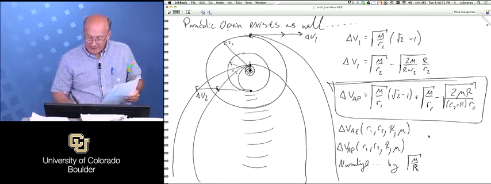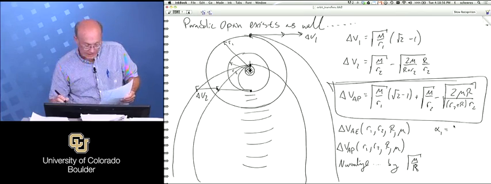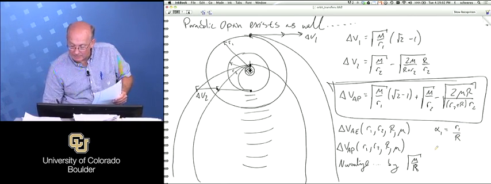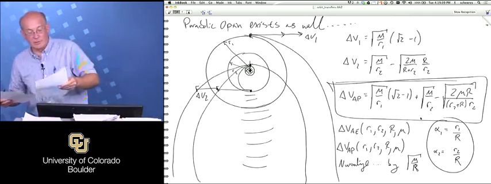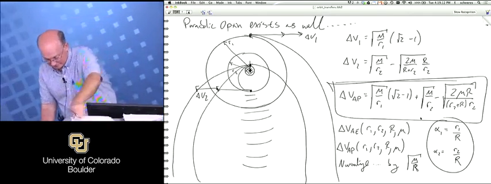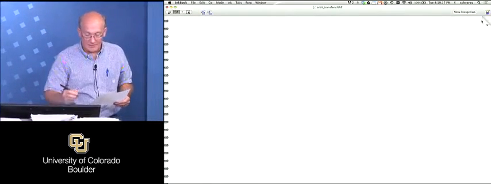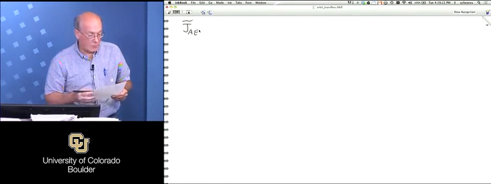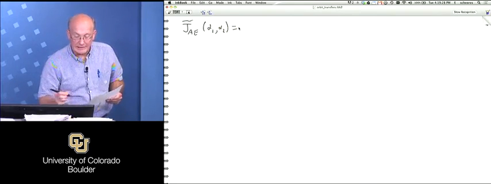If we do that, it replaces R1 and R2 with two new parameters, which, for whatever reason, we call alpha. Alpha 1 is R1 over cap R, and alpha 2 is R2 over cap R. So we go through, do this normalization, and we then have our cost functions for the aero-assist options. I'll write these out in detail.